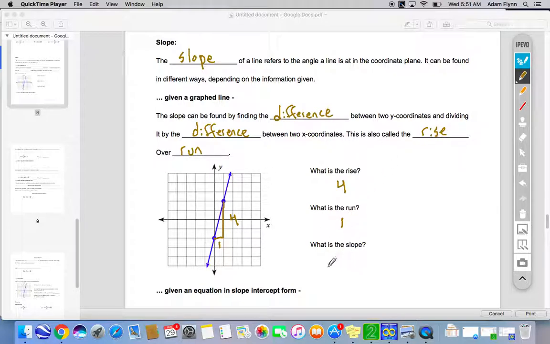So rise over run, that's how we find the slope. So as I just pointed out, my rise is 4 and my run is 1. So 4 divided by 1 is just 4. So 4 is my slope for this line. Okay, pause the video if you need more time.